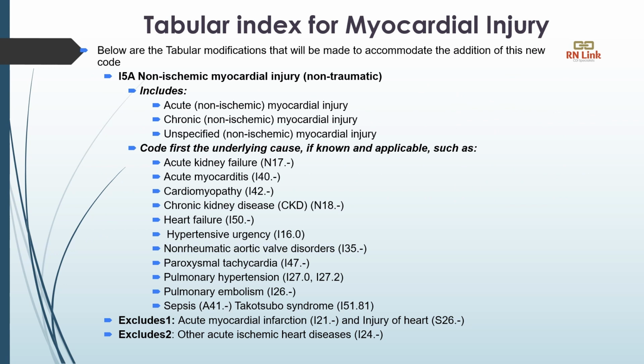Tabular index for myocardial injury. Below are the tabular modifications that will be made to accommodate the addition of this new code. Code first the underlying cause, if known and applicable, such as below. Excludes 1: acute myocardial infarction, I21, and injury of heart, S26. Excludes 2: other acute ischemic heart diseases, I24.